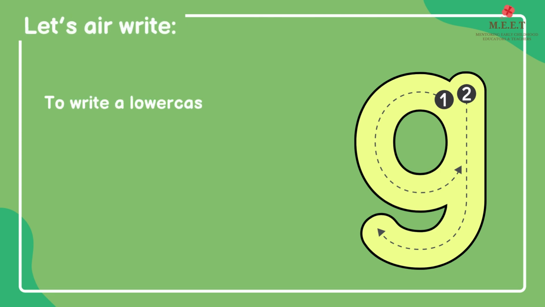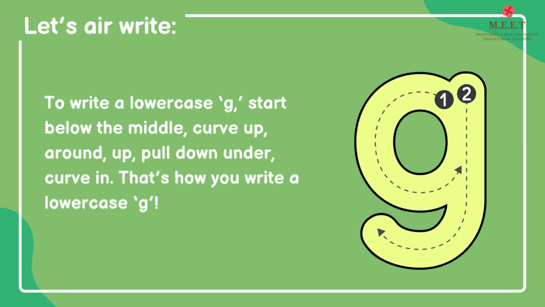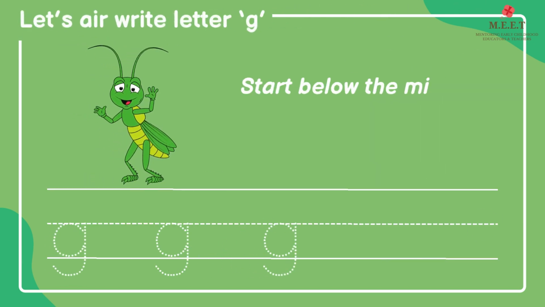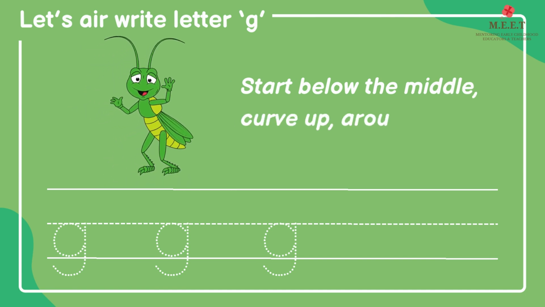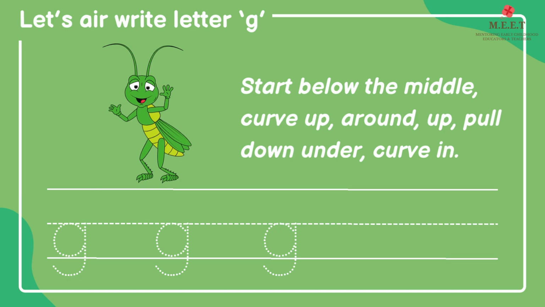Now let's air write lowercase letter G. You can take your pointer and middle finger and air write as we go along. To write lowercase g, start below the middle, curve up, around, up, pull down, under, curve in. That's how you write lowercase g. Let's try this again. Start below the middle, curve up, around, up, pull down, under, curve in.